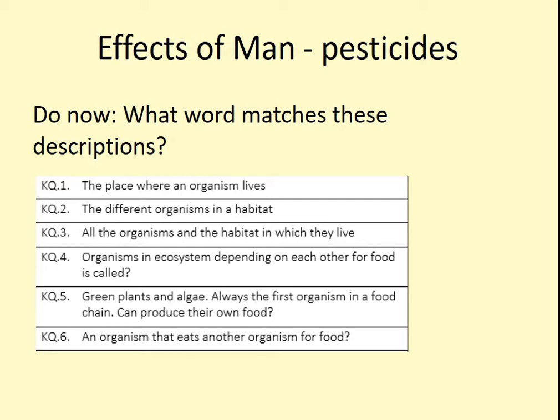Start off with a do now. You've got 6 word phrases on here that explain what a word means. Write down what the word is to go with each one. You've got 5 minutes as usual, and you can of course pause the PowerPoint while you do this. Then you can switch it on again and check your answers, which are on the next slide.